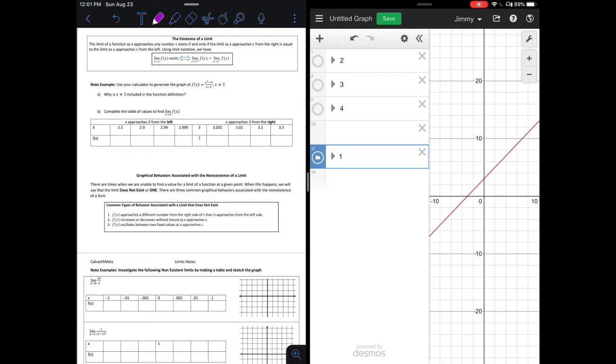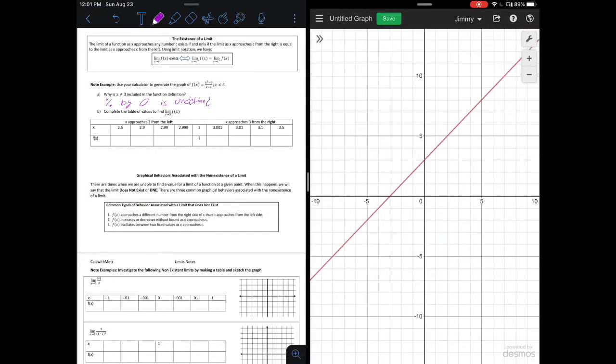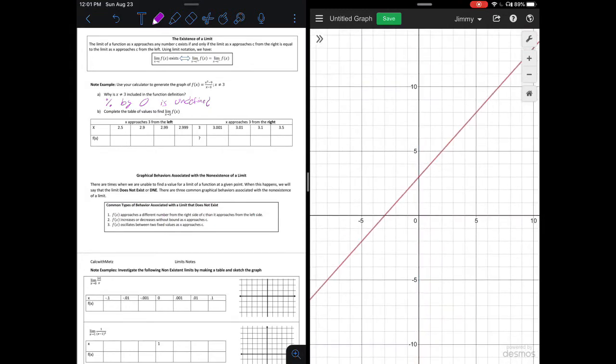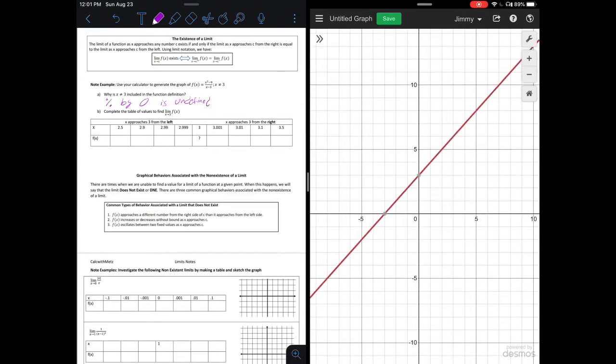To start with, we want to know why x minus 3 is excluded from the domain of the function. Because it makes division by 0, which is undefined. Now, the other thing to keep in mind is, graphically, if I am looking at what is going on at 3 on my graph, it looks like it has a value there, but it's actually a hole. So we have a hole at x equals 3.